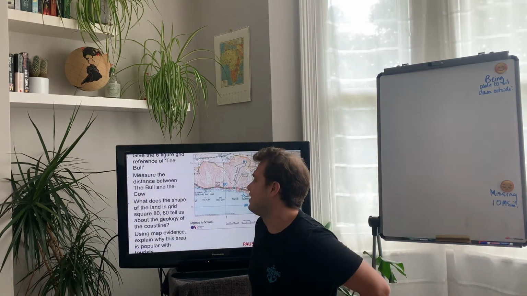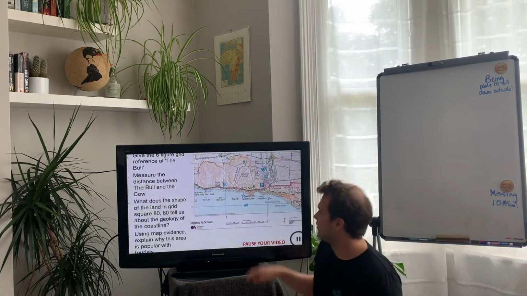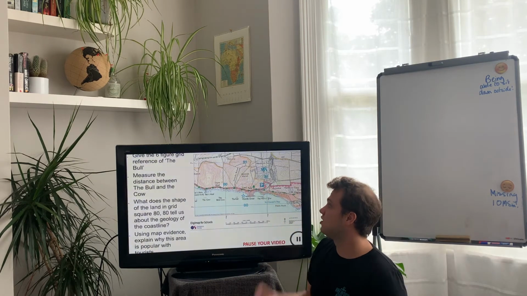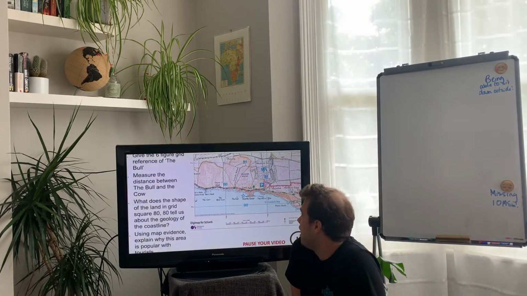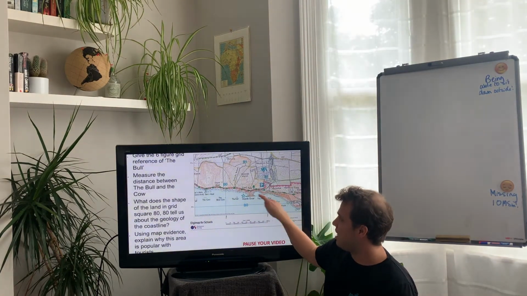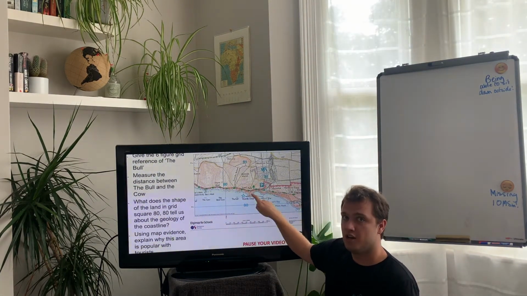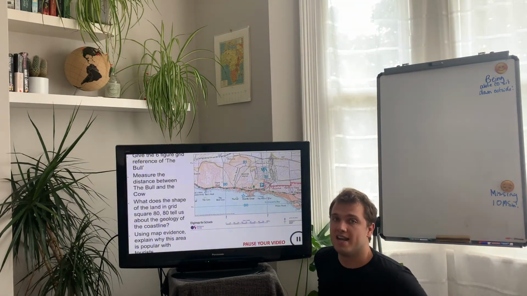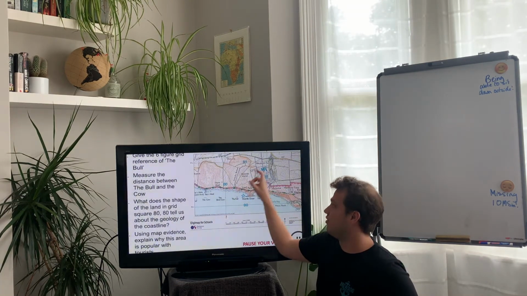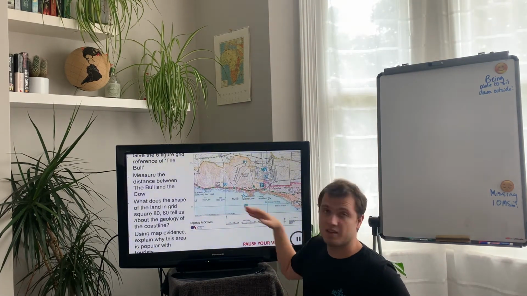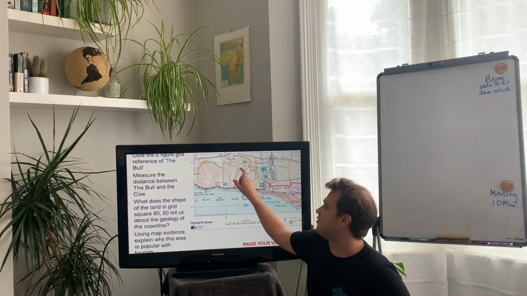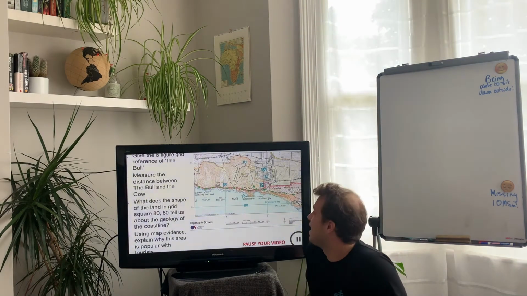What does the shape of the land in grid square 8080 tell us about the geology of the coastline? So if this is 8080, whilst yes, it's asked us about the shape of the land, so you could start looking at contour lines. It's also important to note what we've been learning about. And what we can see here is a bay and a headland. So this suggests that our geology is a discordant coastline, that we've got these parallel strips of hard and soft rock. So we could say that the geology is discordant, and we've got perpendicular layers of hard and soft rock due to our bays and headlands.